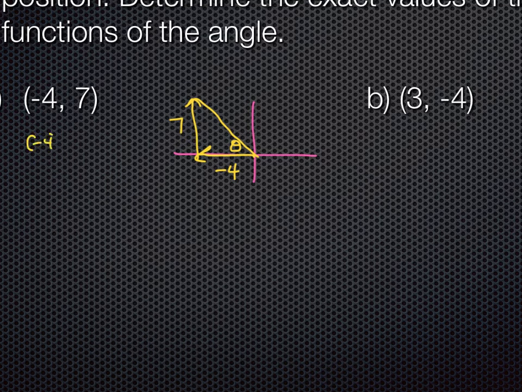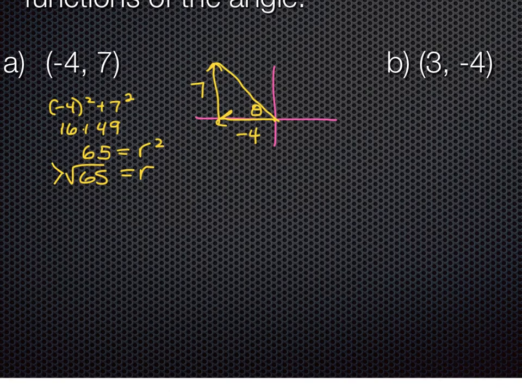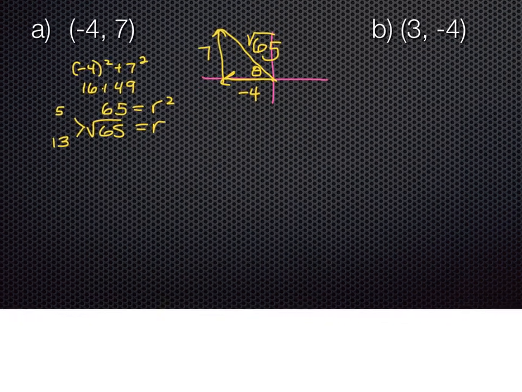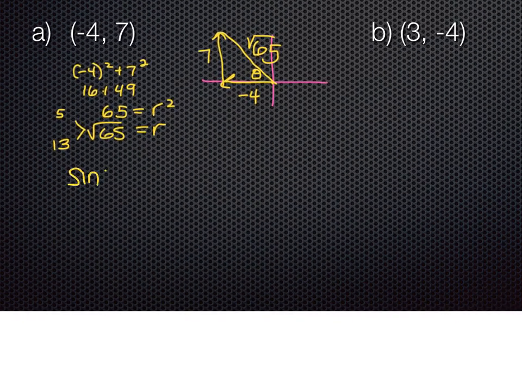So -4 squared plus 7 squared, 16 plus 49, 65 equals my radius squared. Radius equals the square root of 65. Check to make sure it can't be simplified. This would be 5 and 13. Can't be simplified. So that is my radius, square root 65. Then comes my sine, cosine, tangent.